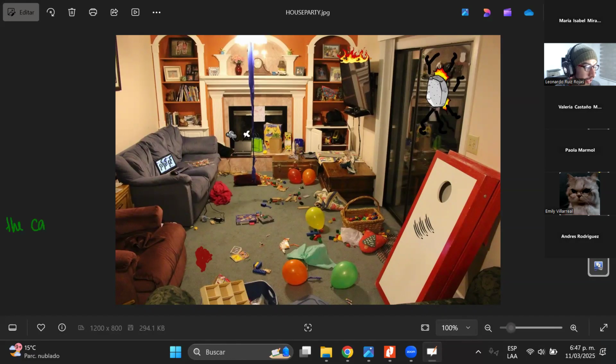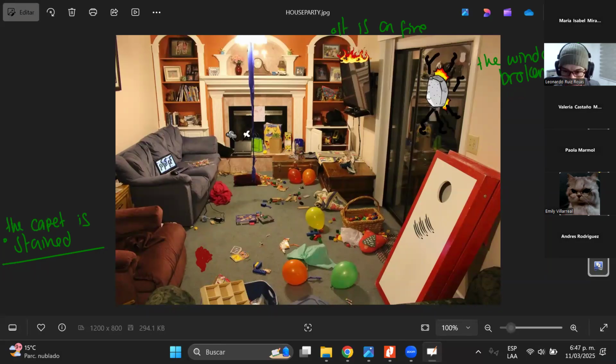Exactly, the carpet is stained. Muy bien, that's a big problem. The TV is on fire, right? Well, that one is a big problem, right? Okay, it is on fire. Is there any other problem that you can identify? I can see that the window is broken. It needs to be fixed. Exactly, the window. Actually, it's a glass door, but okay, yes, the window is broken.